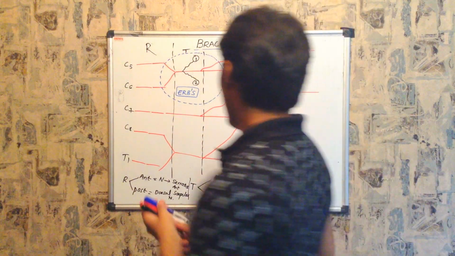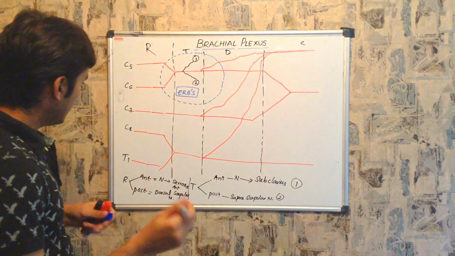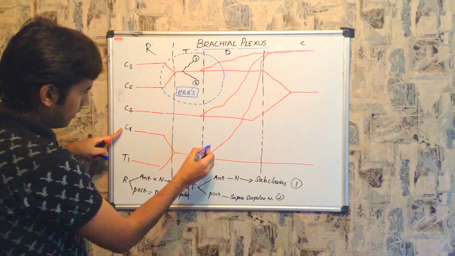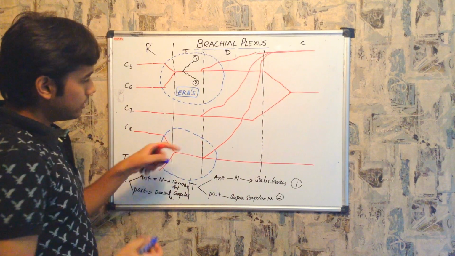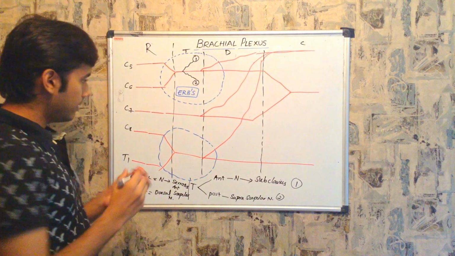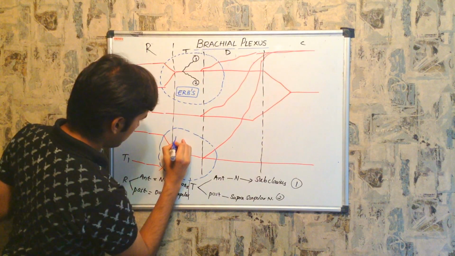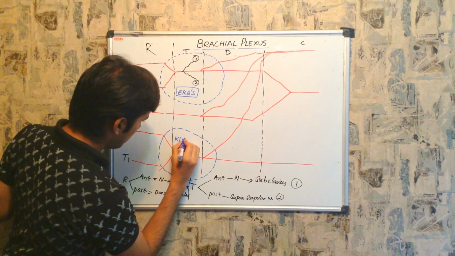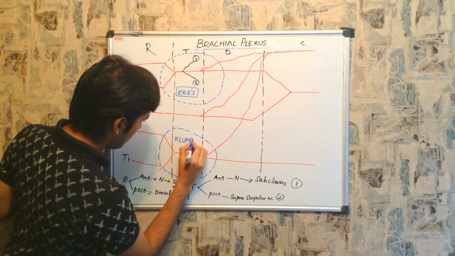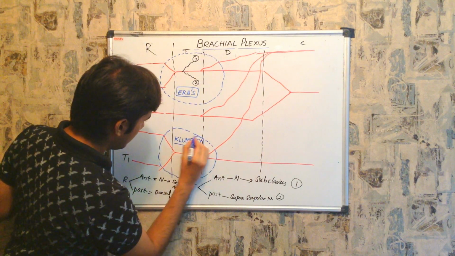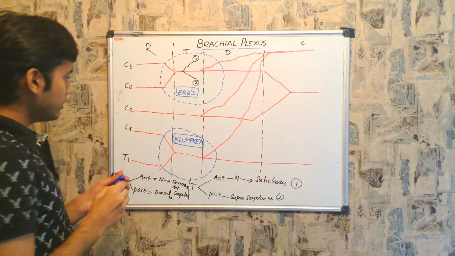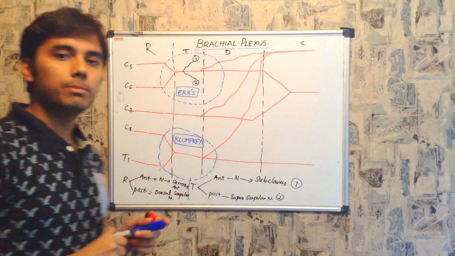And next there is one more important clinical point that is related to C8 and T1 at this point, right? This is called Klumpke's point. Let me write. Klumpke's point. Damage to this point causes Klumpke's paralysis.